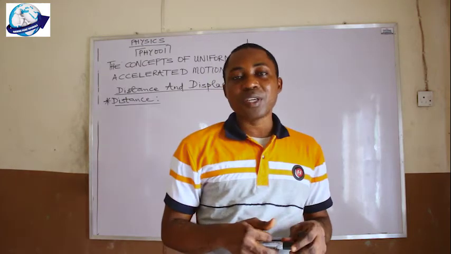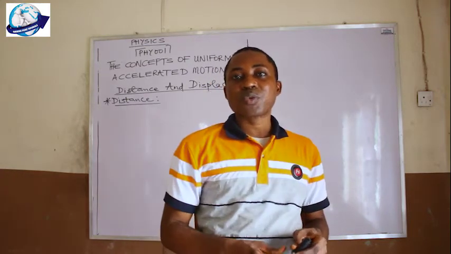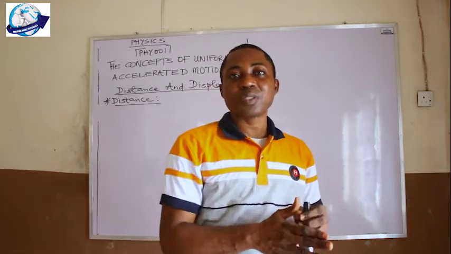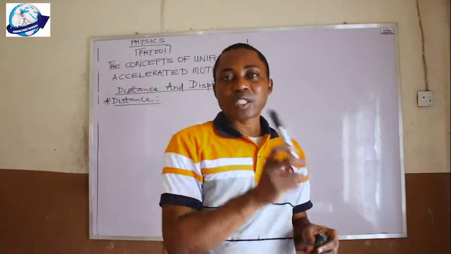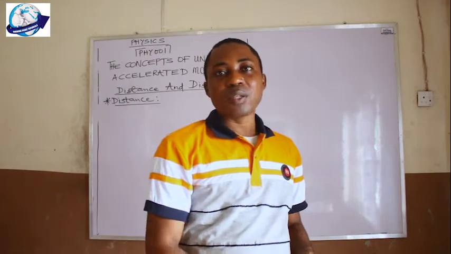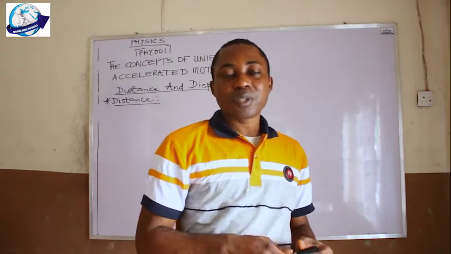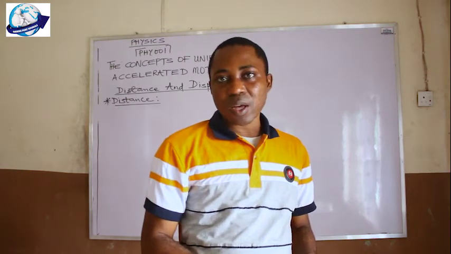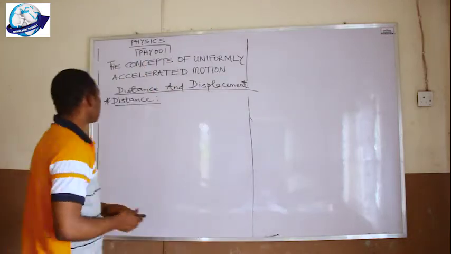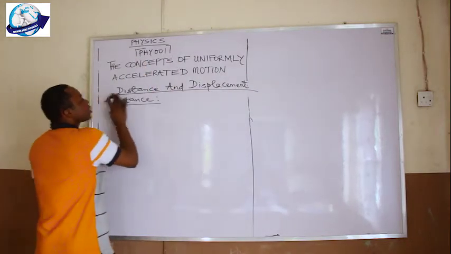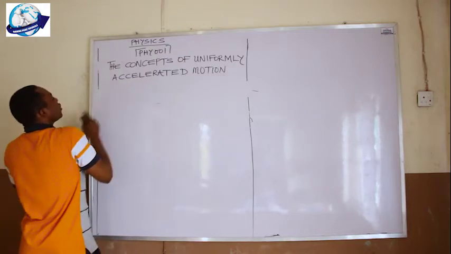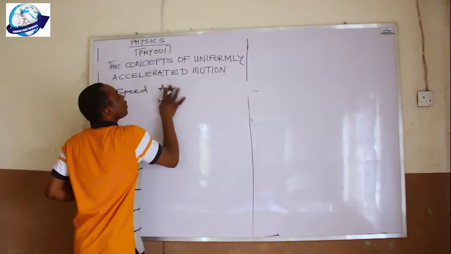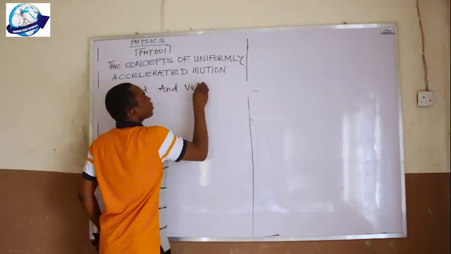Let's go further to say that there are other things we need to look at when we consider distance and displacement. If there's a change in distance or a change in displacement, then something will occur, either speed or velocity. Now we'll come to the other aspect of the concept of uniformly accelerated motion, that of speed and velocity. Now we are through with distance and displacement. Now we look at speed and velocity.